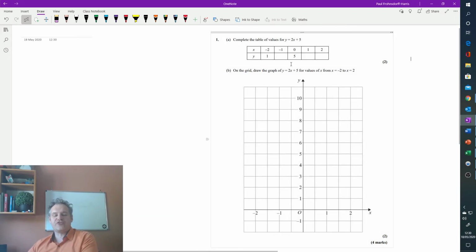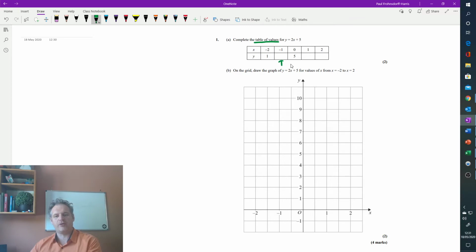So it gives us a table of values. As I mentioned, tables of values, here they go. This is what it means, table of values. So it's given us those, and it only wants 3 of the values that are missing. Look, it has done 2 of them for us. So to do those table of values, we just need to remember input, output.